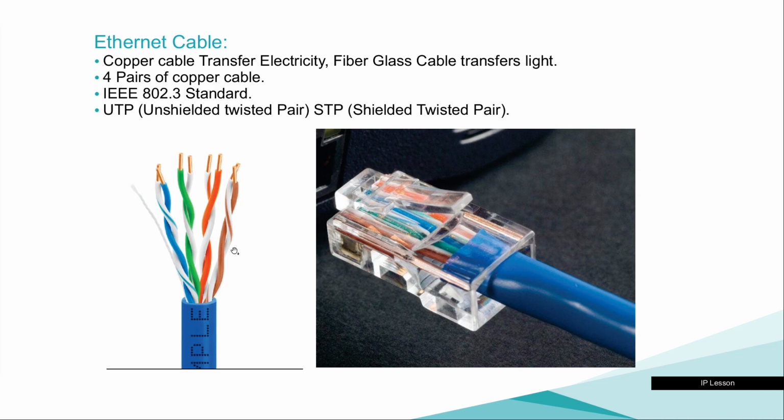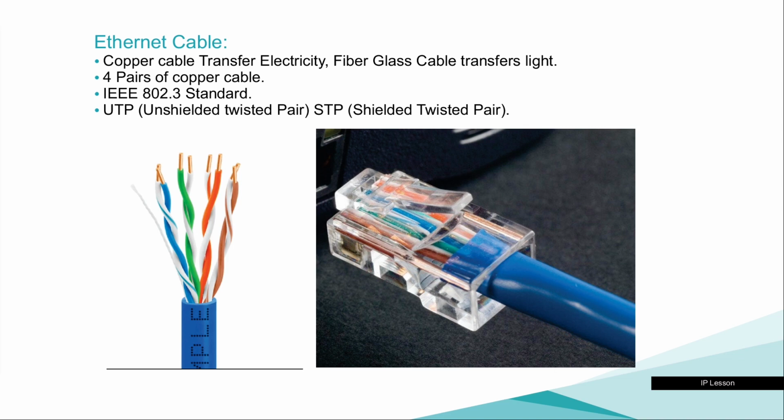This is a picture of an Ethernet cable, and the picture on the right is an RJ45. The Ethernet cable can come as copper or fiber. The copper transfers electricity, and the fiber transfers light. Inside the cable there are 4 pairs, as we can see, and they are colored. Each one of those wires goes inside the RJ45. There is a position for each wire, and these are called pins inside the RJ45.